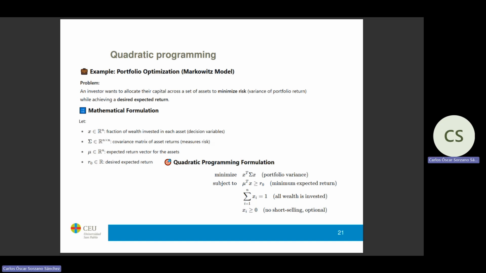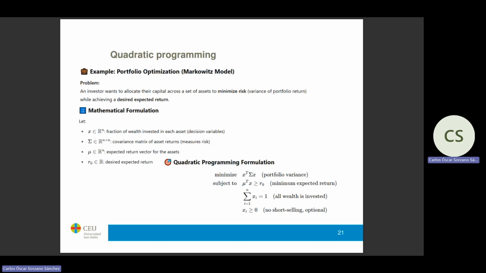And then you have an objective: what is the minimum return that I want with these investments? Then how can I formulate this problem? So I want to minimize the risk. So minimizing the risk is minimizing the portfolio variance. The portfolio variance is this thing, X transpose sigma X.